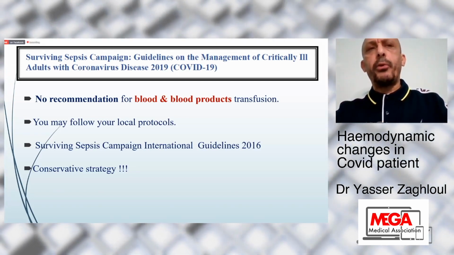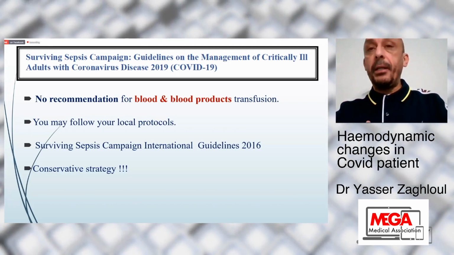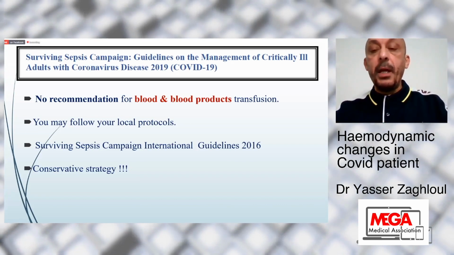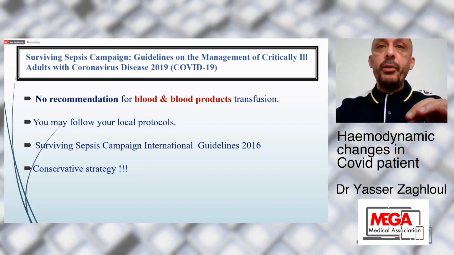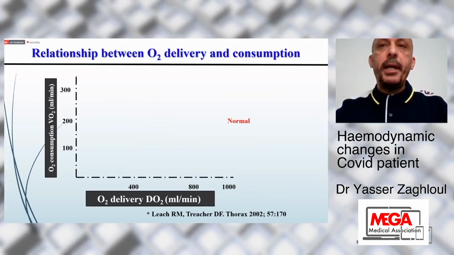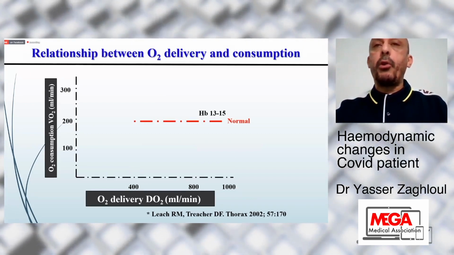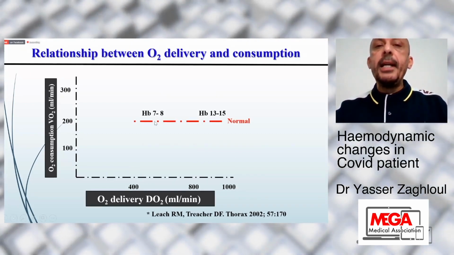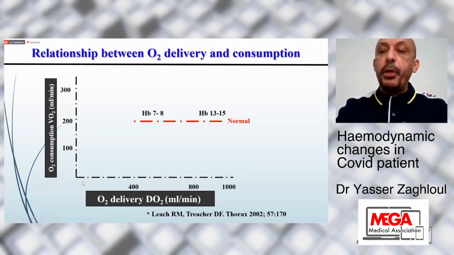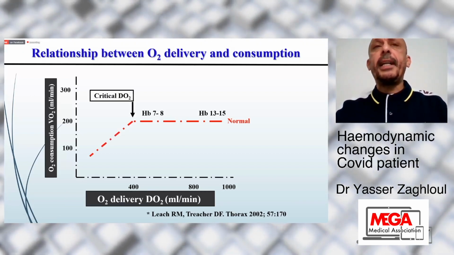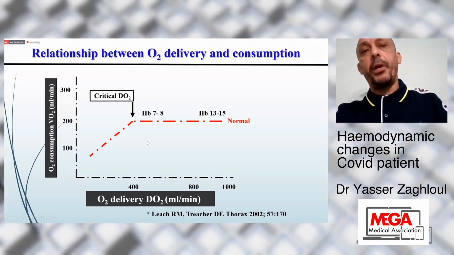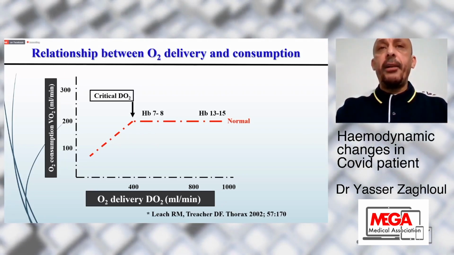So you may follow your local protocols or the Surviving Sepsis Campaign published in 2016, or you may follow a conservative strategy. But usually in a critically ill patient, you have to consider the following: the relationship between oxygen delivery and oxygen consumption. Normally, if you have a drop in hemoglobin from 13 to 7 or 8, the oxygen delivery can still match the oxygen consumption. But below 7, we will have critical oxygen delivery. It may be 6.5 or 6. It is not clear actually how much. But below 7, you have critical oxygen delivery.